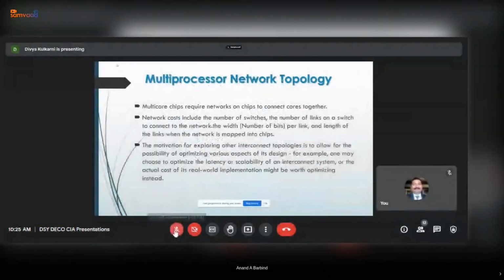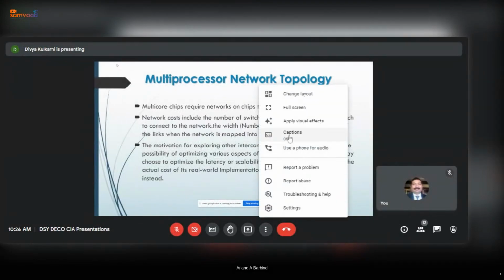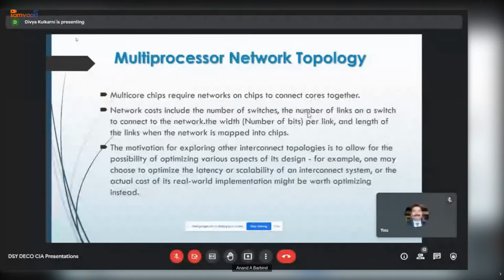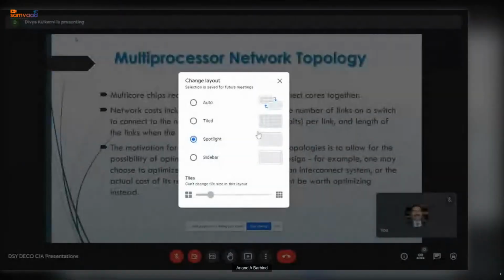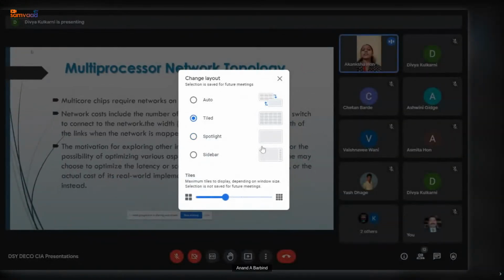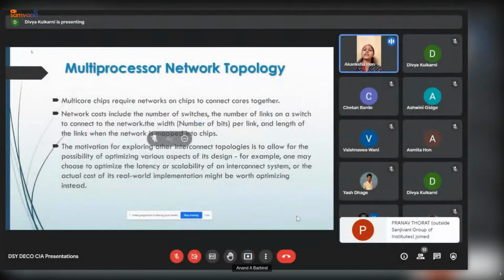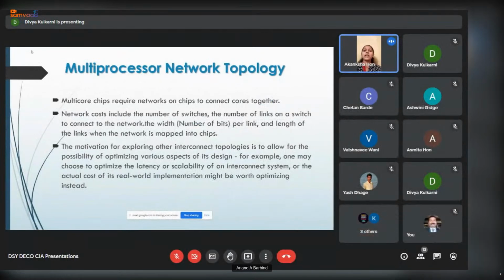Multiprocessor network consists of multiple processing units connected via some interconnection network plus the software needed to make the processing units work together. So multi-core chips require networks on chips to connect cores together. Network cost includes number of switches, number of links on a switch to connect to the network, the width per link, and the length of the links when the network is mapped into chips.